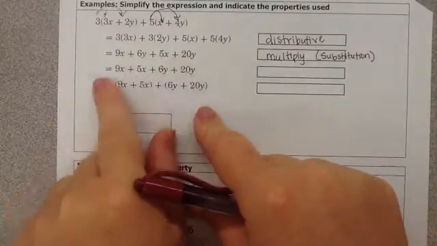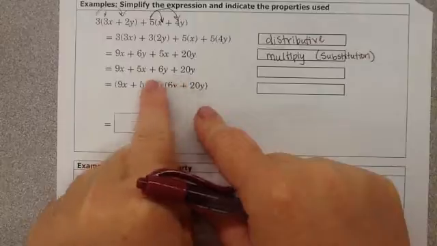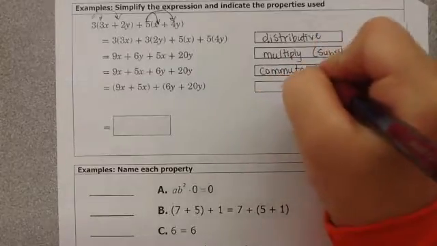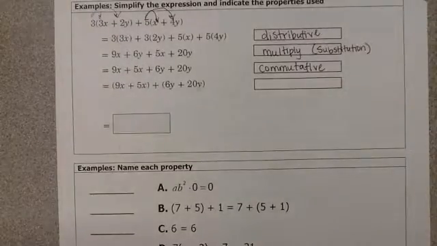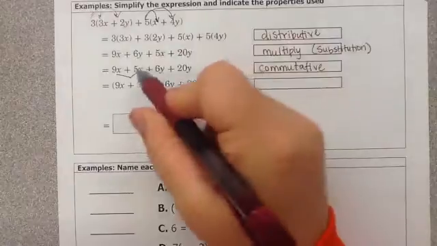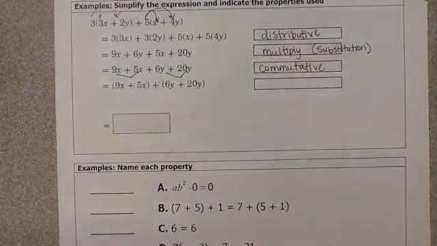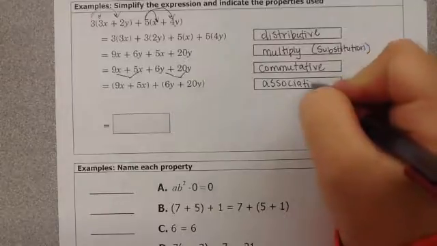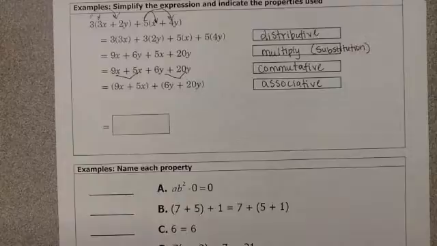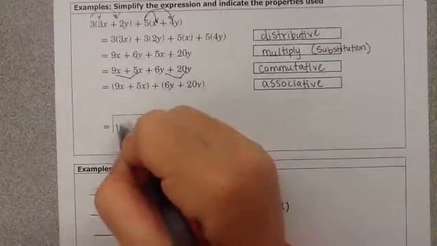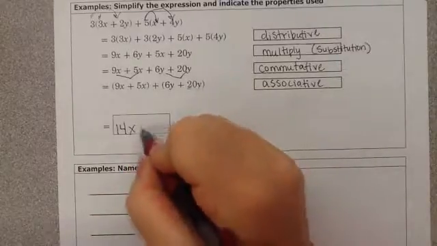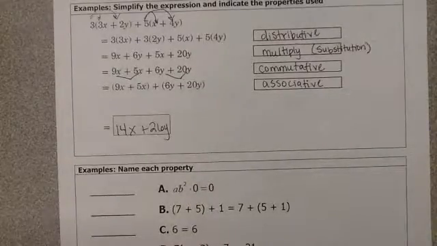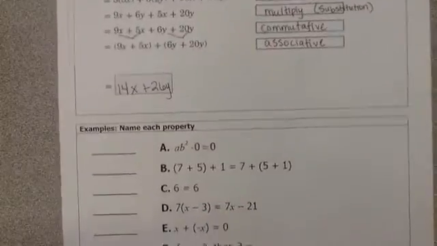What changes from this line to this line here? The order. So they reordered it. What property is that? Commutative. And lastly, they put parentheses in. So it's telling you, add these together, add those together. So they're adding grouping symbols. Which one is that? The associative. And when we do that, what's our final answer? 9 plus 5, 14x. 6 plus 20, positive 26y. So when you are simplifying an expression, you've been doing those properties. Today we're just naming them.